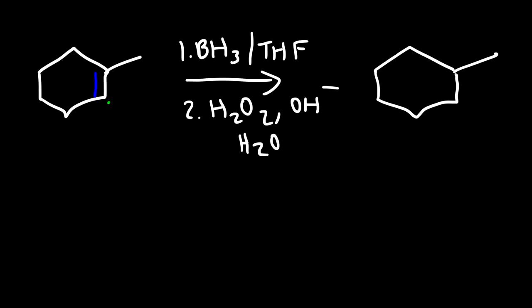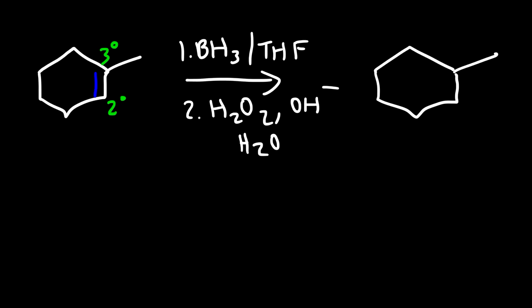So this carbon is secondary and this carbon is tertiary. You need to know that this reaction proceeds with anti-Markovnikov regiochemistry. So what that means is that we're going to put the OH group on the least substituted carbon atom as opposed to the most substituted carbon atom. So the major product will be an alcohol.